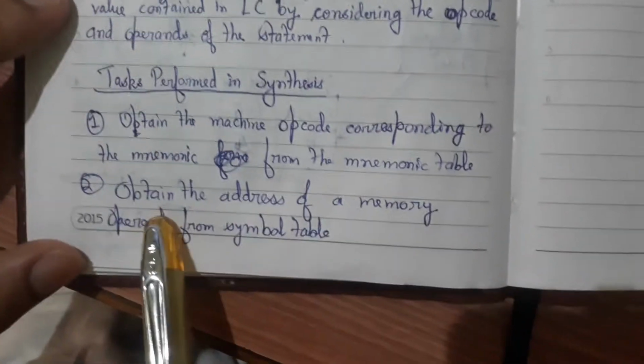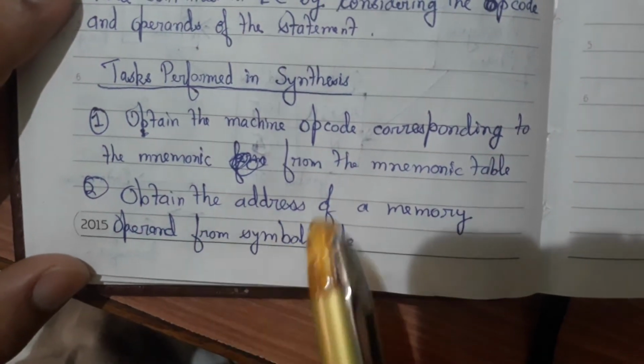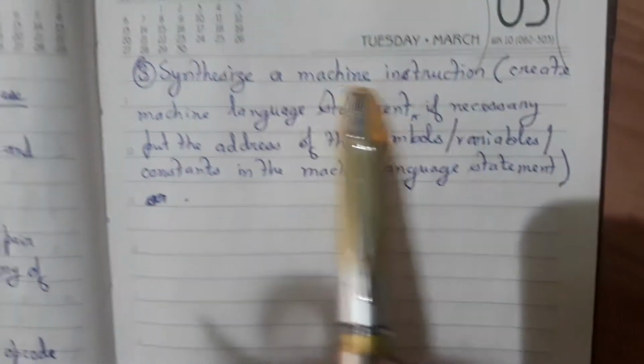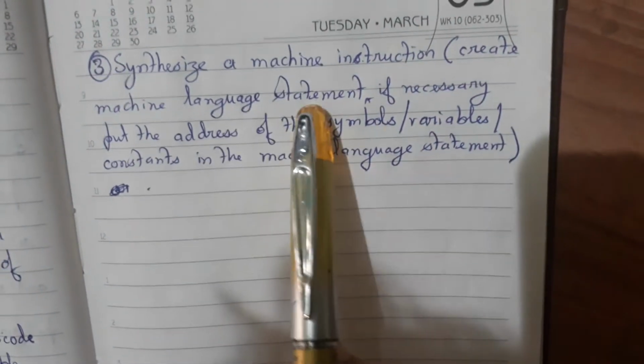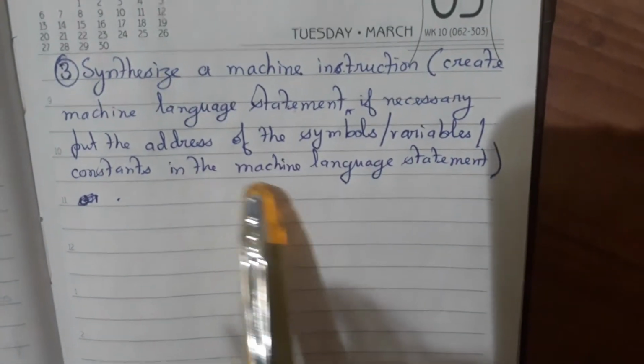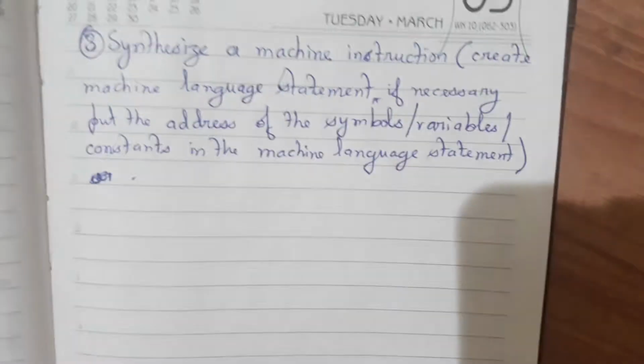So that is why: obtain the address of a memory operand from the symbol table, and obtain the machine opcode corresponding to the mnemonic from the mnemonic table. Then the last one, synthesize a machine instruction. That means create a machine language statement. If necessary, put the address of the symbol, variable or constants in the machine language statement. So this is all about your synthesis phase.